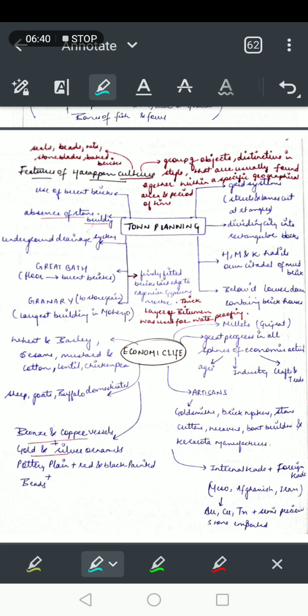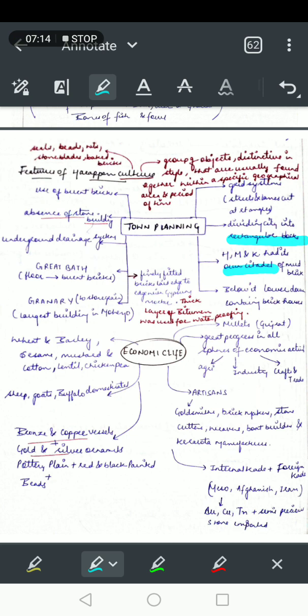Now, if we talk about the town planning, it has a proper grid system. Everyone knows this. The streets and the lanes cut each other at right angles, in such a way that they divide the city into rectangular blocks. Harappa, Mohenjo-daro, and Kalibangan had their own citadel of mud brick, and below it there were the lower brick houses, etc.